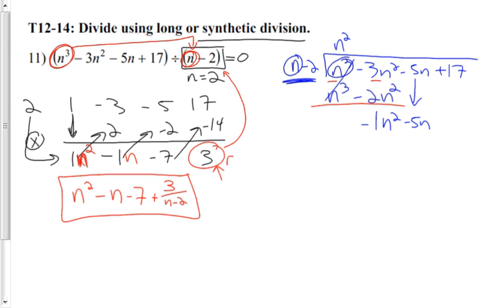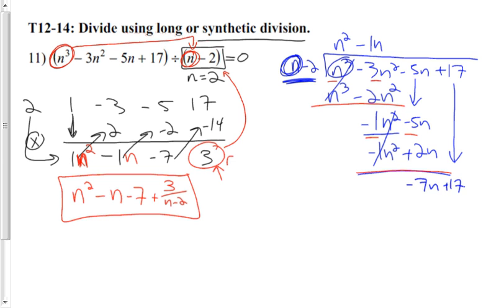And we bring down that. Then we start the process over. We say n times what is negative 1n squared. That would be minus 1n. Then we multiply that. Then we subtract again. Those are going to cancel. Negative 5 minus 2 would be negative 7n.